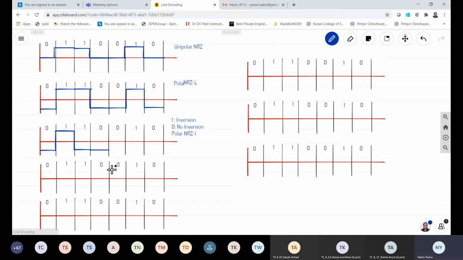Again there is a 0. So what am I supposed to do? No inversion. So again I will be continuing here. Correct. I have faced with 1. So what is the thing for 1? For 1 I will be doing the inversion.